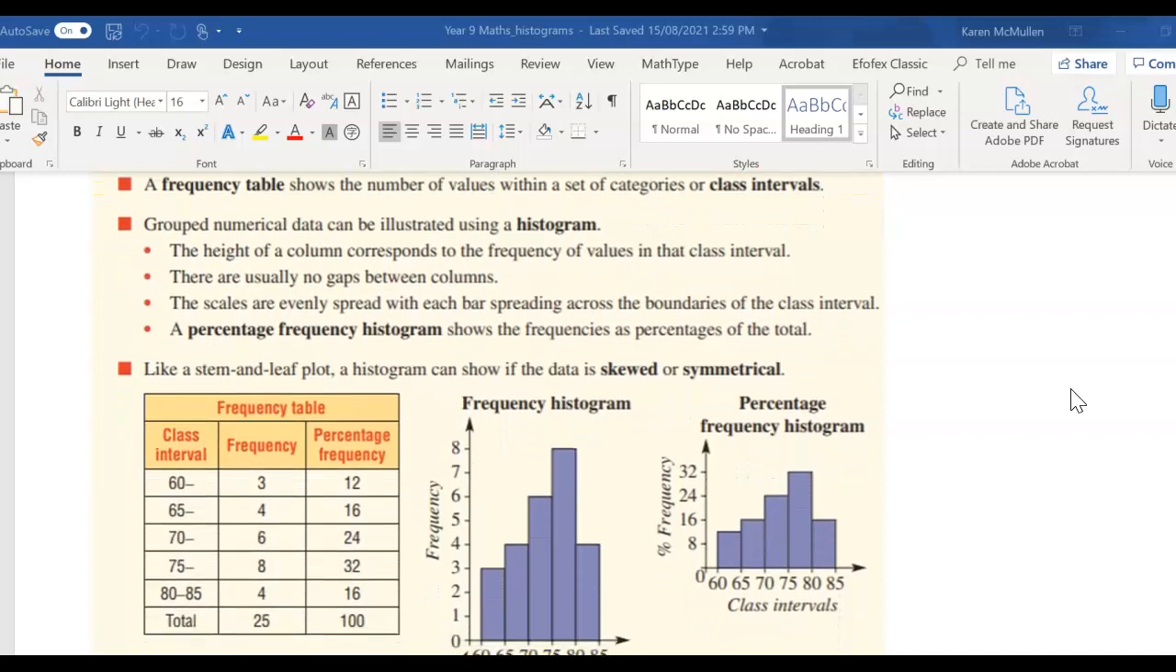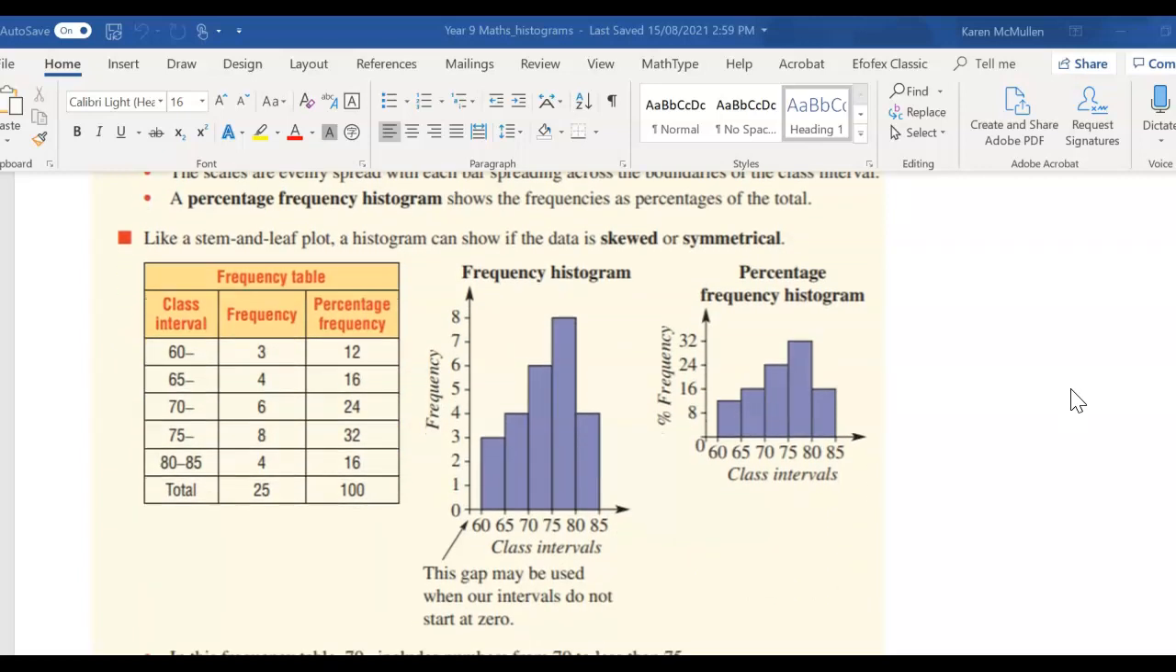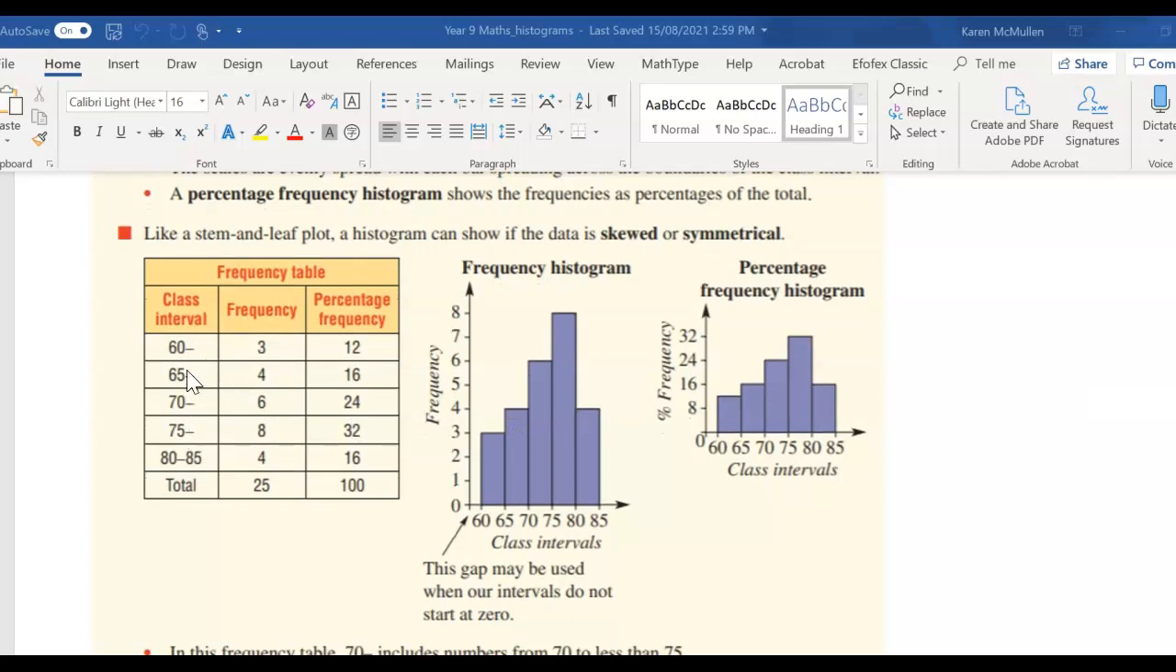Okay, so you can see in all this theory, I'm not reading through it probably like I should. We've got a frequency table here on the left, and we're looking at class intervals. So in the first column we're going from 60 to 65, 65 to 70, 75 to 80, and then 80 to 85. So values that fall in between 60 up to, but not including 65, we have 3. And then just to do the percentage frequency, that's 3 out of 25 people. So that's how you get the 12.